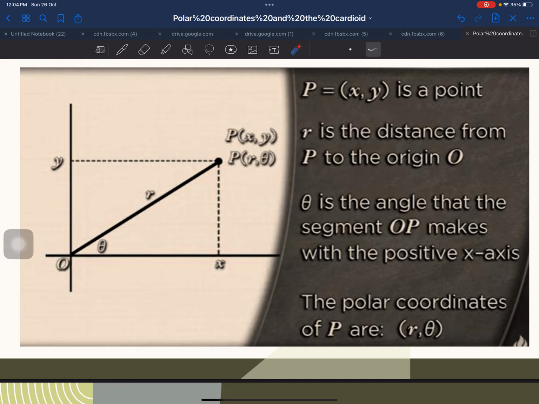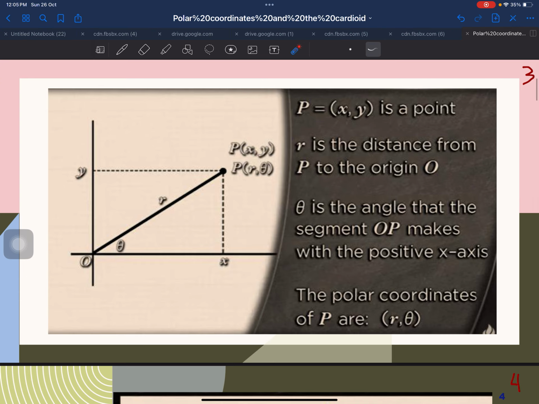So we have two coordinates, r and theta. Those are the polar coordinates of the point P with the Cartesian coordinates x, y. And so r is the distance, and theta is an angle. Okay? So let's practice computing with some polar coordinates for some Cartesian coordinates in the plane.